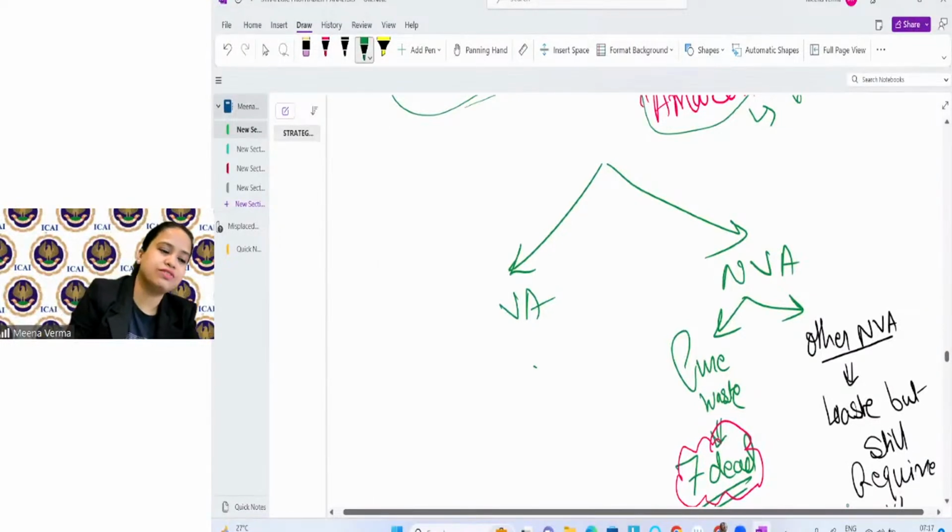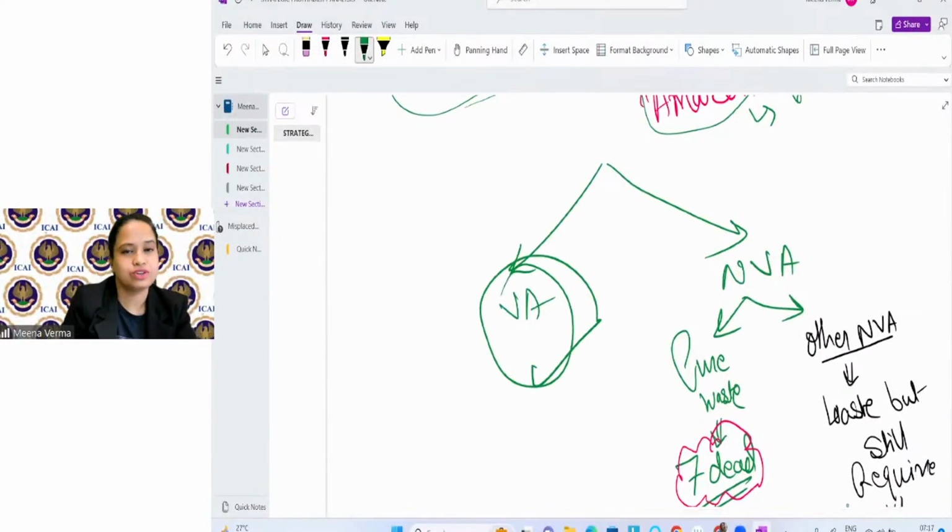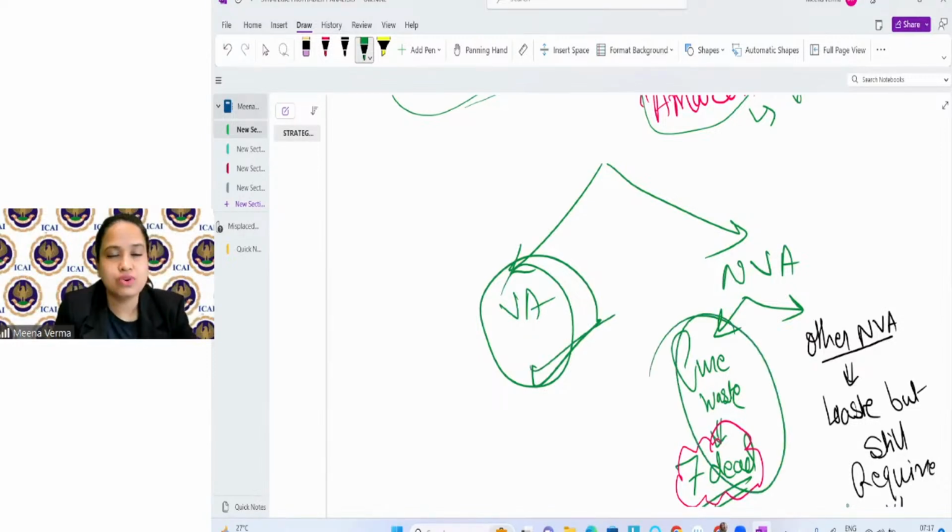We always need a value-added activity. It creates value for the customer, for which we get paid. And pure waste, we always want to remove completely from the company. Non-value-added activity, pure waste, we will remove them. The 7 deadly wastes we have learned: storage of inventory, time, waiting time, over-processing, overproduction, and defective units. These were all the 7 deadly wastes.